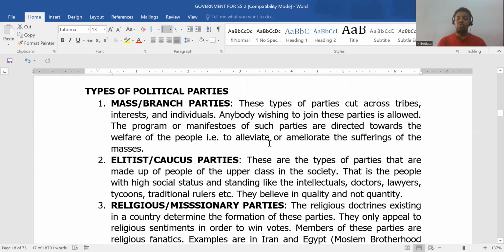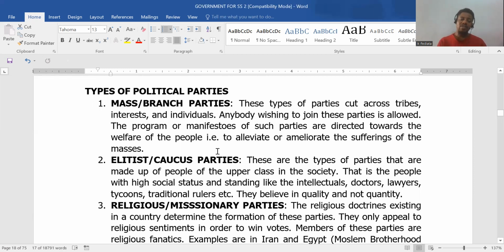So what are the types of political parties? They will have the mass or branch party. This party cuts across tribes, interests, everything. Anybody can join this party, right? So the manifesto of this party is directed towards the welfare and development of the people. Like in Nigeria, I think Labour Party should be a mass party to make Nigeria great, make people live an affordable or qualitative life, have a good life.